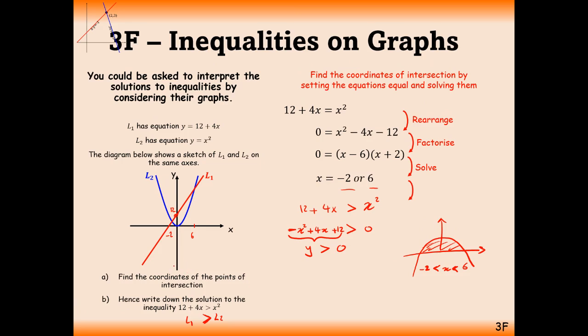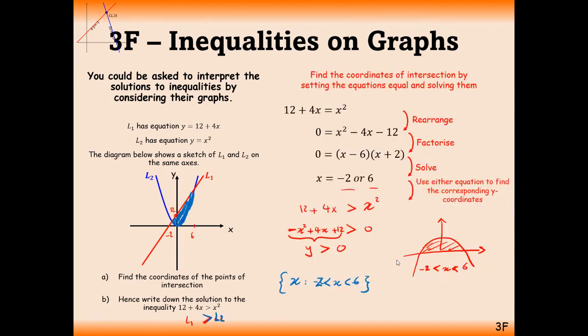If you consider the blue line and the red line, this is saying where the blue line, L2, is below the red line. That's what it means. So the region they want us to shade is this section here. Part B is saying write down the solution, so you would use set notation: x such that x is between minus 2 and 6, and close the curly bracket. Like so.